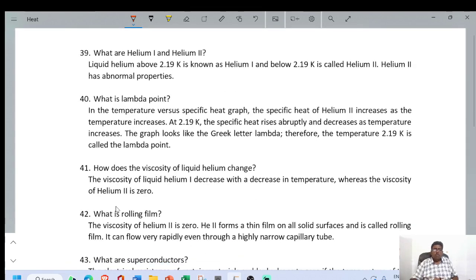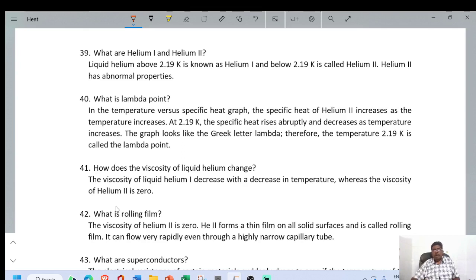What are helium 1 and helium 2? Liquid helium above 2.19 Kelvin is known as helium 1 and below 2.19 Kelvin is called helium 2. Helium 2 has abnormal properties.